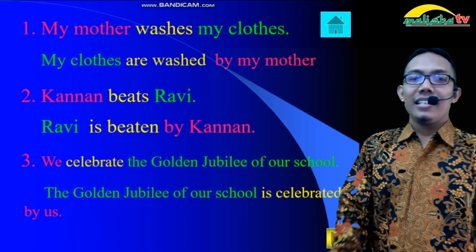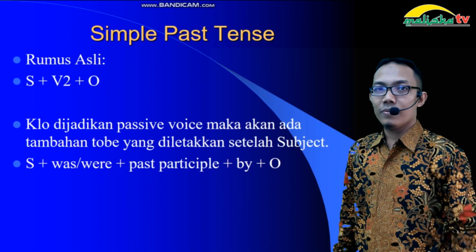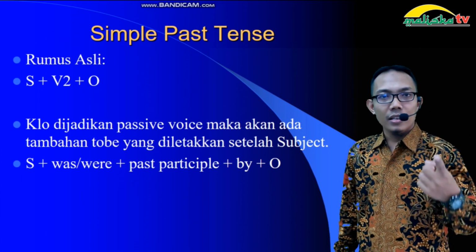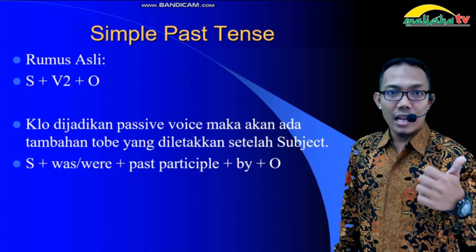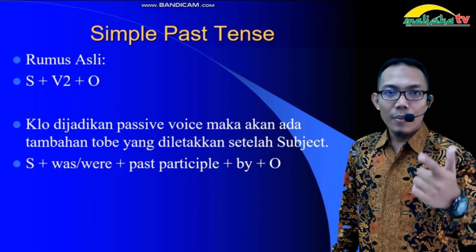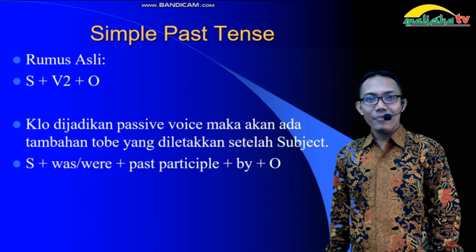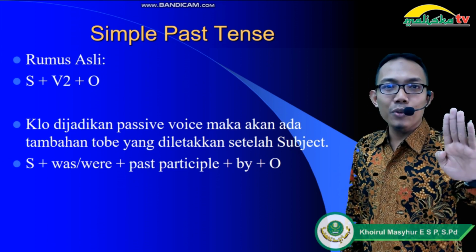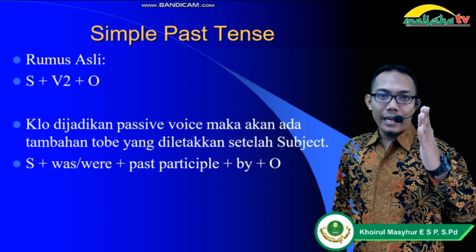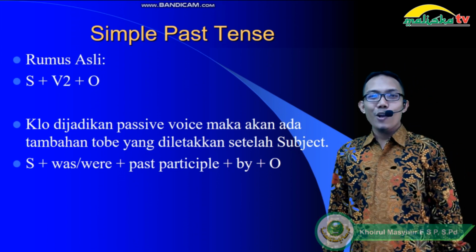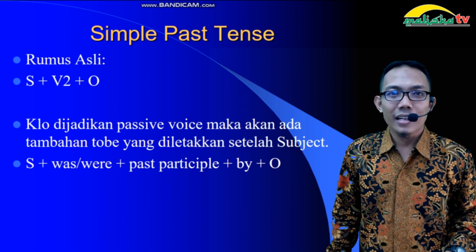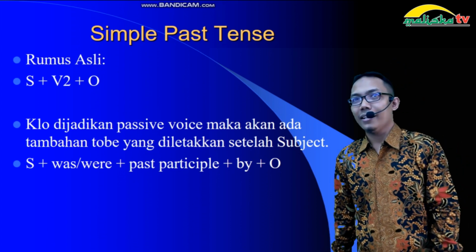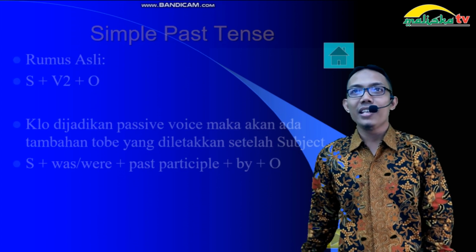Okay, next, the explanation number two, simple past tense. The original formula is subject plus V2 plus object. If you want to make it passive voice, you have to add to be and past participle. What to be do we use in past tense? Was and were, based on the subject. Okay. Now I will give you the example.